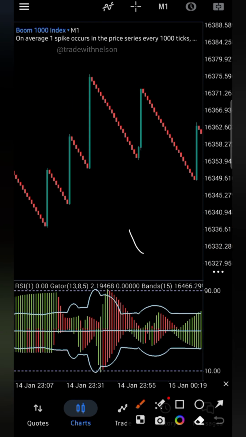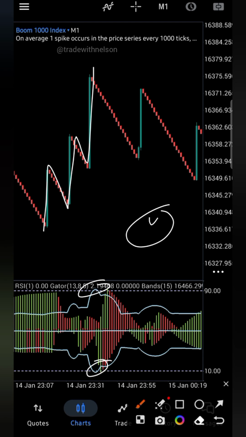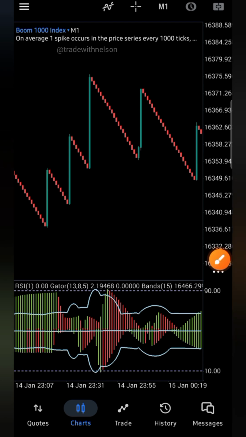So this is the Boom 1000 market. Everything we are looking for is basically opposite to what we look for in the Crash market. So first thing you want to see is a spike to the upside. This spike should be pushing this into the 10 level and the 90 level. That is the same thing we look for also in the Crash market.